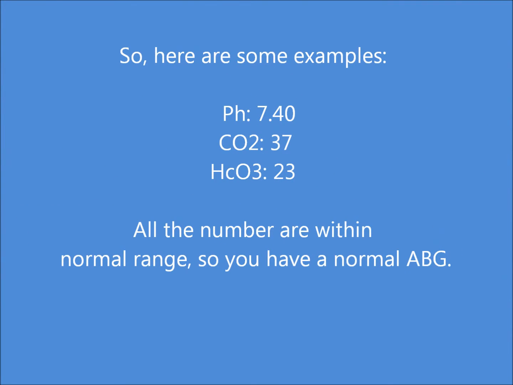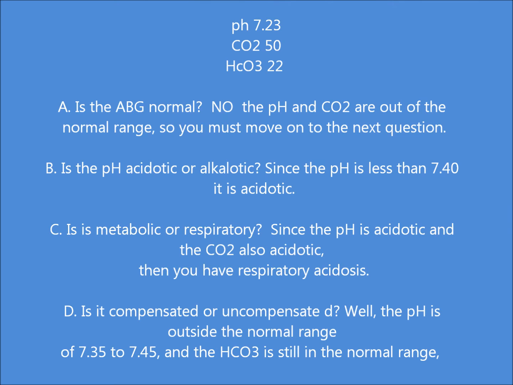So here are some examples. We have a pH of 7.40, a CO2 of 37, and an HCO3 of 23. All the numbers are within normal range, so we have a normal ABG. For our next example, the pH is 7.23, the CO2 is 50, the HCO3 is 22. Is the ABG normal? No. The pH and the CO2 are out of normal range, so you must move on to the next question.